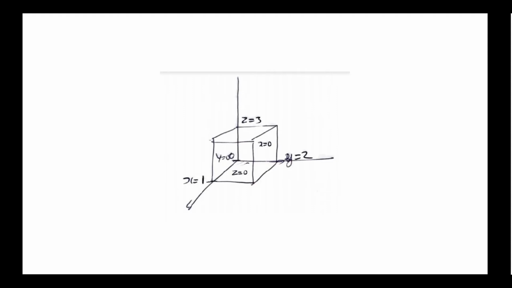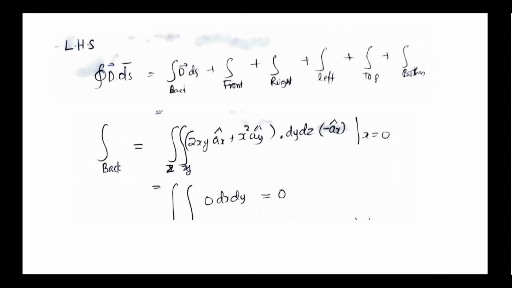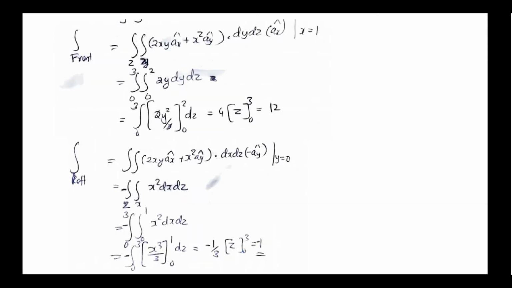So the back surface is the x equal to 0 surface. Here if you substitute D, which is 2xy ax cap plus x square ay cap. The back surface is in the opposite, minus x direction, and the components are dy dz times minus ax cap. If you find the dot product, only the ax components will be preserved, but you have to substitute x equal to 0 because the plane is x equal to 0. So when you substitute, this will be 0 and this is also 0, so the dot product will yield 0. So we need not evaluate the integral.